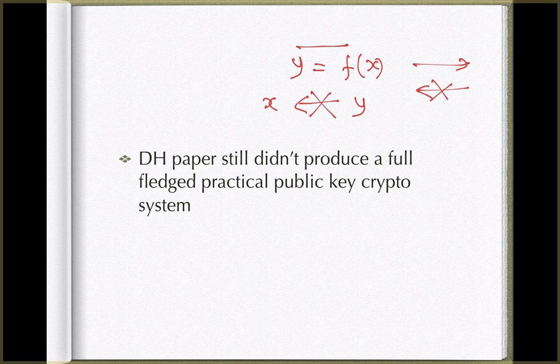So in order to realize public key cryptography, both Diffie-Hellman, in fact everyone else, were always hunting for a very good one-way function to do this. So they were still unable to produce a practically workable public key crypto system.